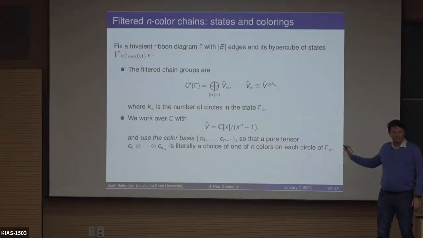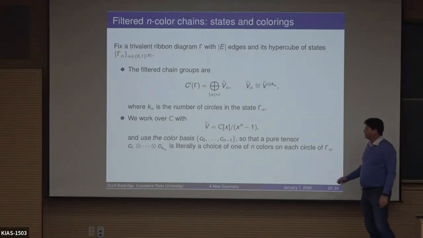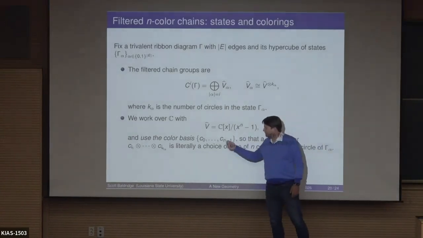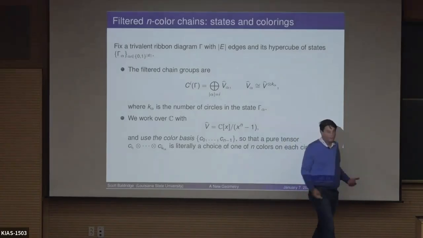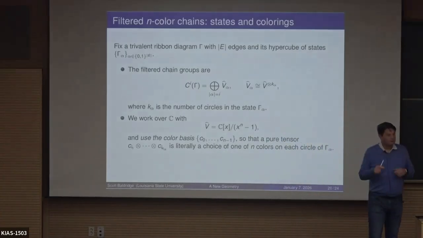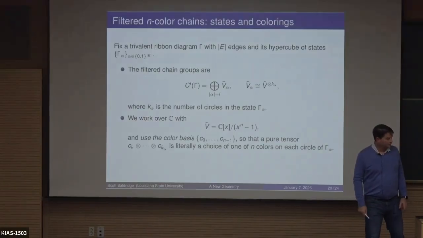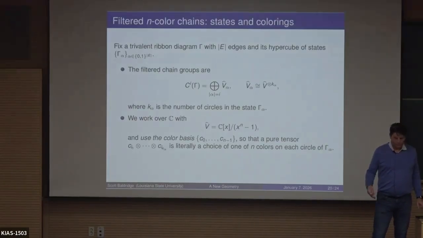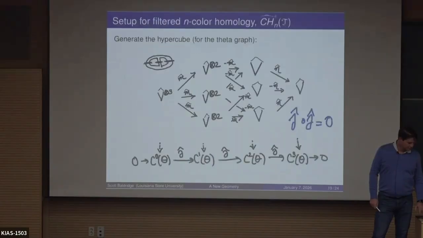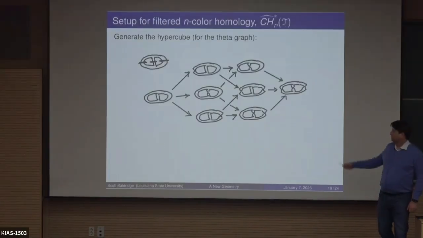But imagine that it's there, and you pick a different type of basis on this, C0 through Cn minus 1, and those become your colors. You can think of those as coloring the different faces of your surface. And what you're doing is those maps actually will compute for you the number of colorings of the surfaces in your hypercube.